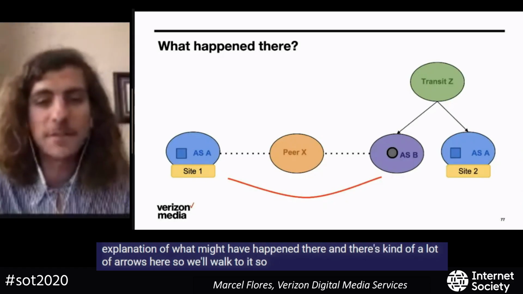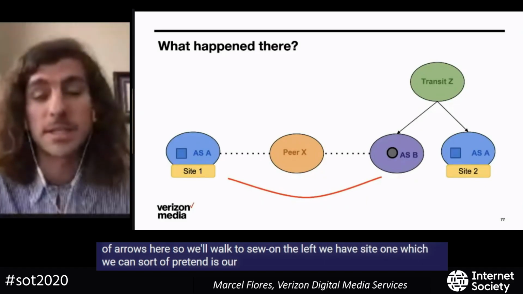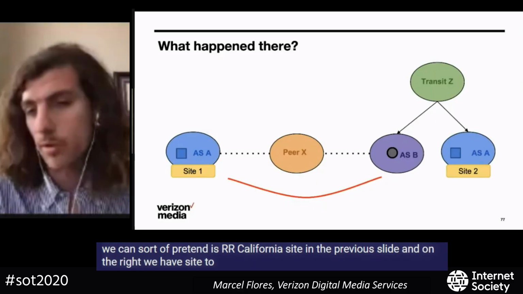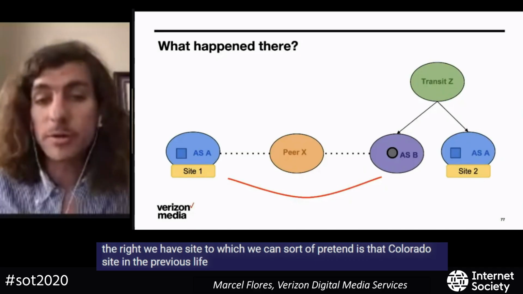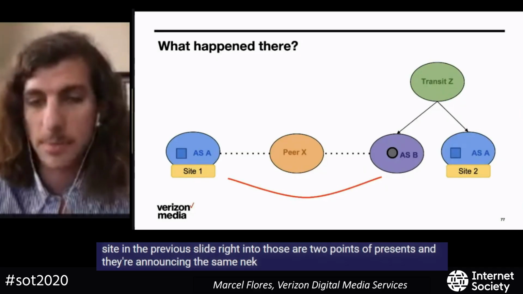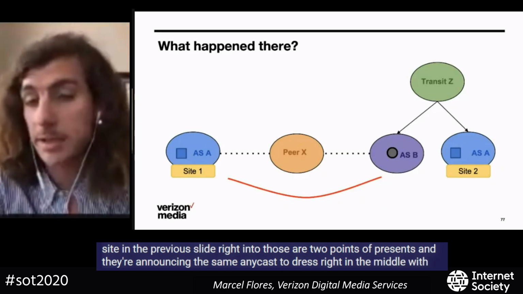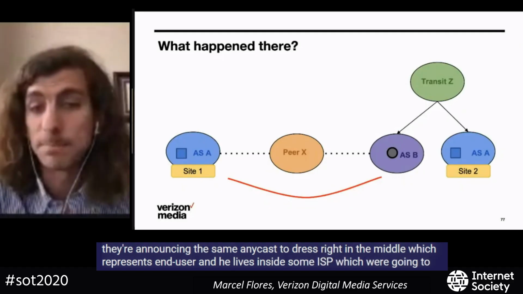On the left, we have site 1, which we can pretend is our California site in the previous slide. And on the right, we have site 2, which we can pretend is that Colorado site in the previous slide. Those are our two points of presence, and they're announcing the same Anycast address. And then we have this gray circle in the middle, which represents the end user, and he lives inside some ISP, which we're going to label ASB.